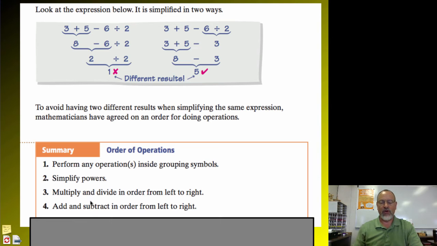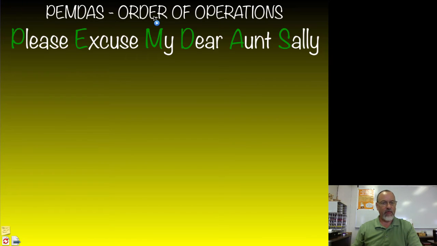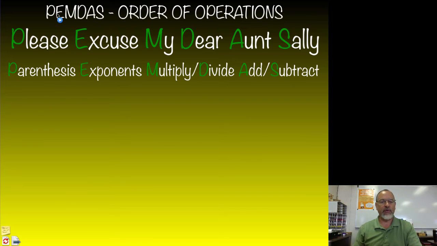And some of you might have heard this before, the acronym PEMDAS. You may have heard PEMDAS before. PEMDAS, a way of remembering that is please excuse my dear Aunt Sally. And what that means is each one of these letters represents what we need to do first, or the order that we need to do the operations. We need to work within the parentheses first, or really any grouping symbol. Once we've done that, then we can work with the exponents. After we've done the exponents, then we multiply and divide from left to right, and then add and subtract from left to right.